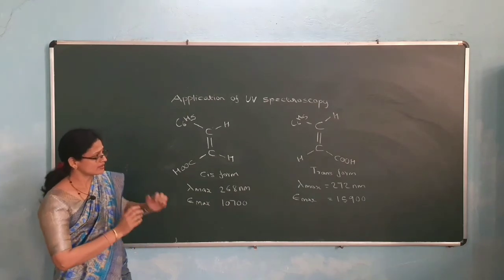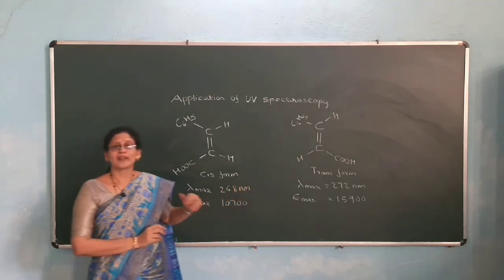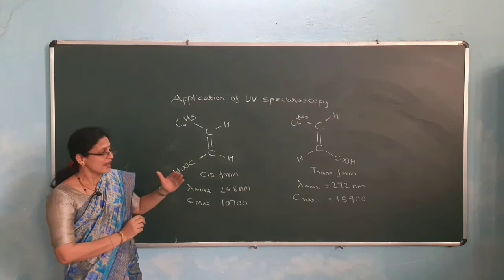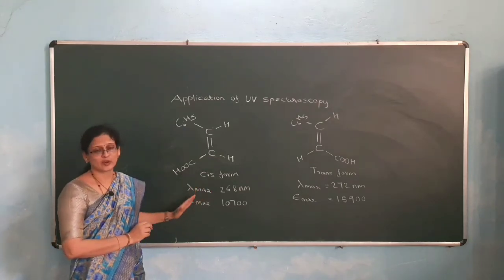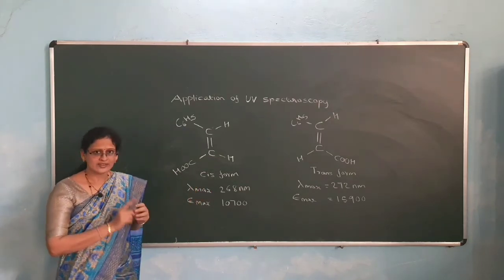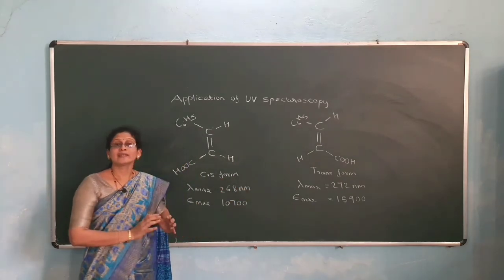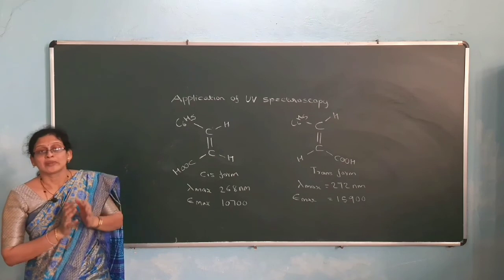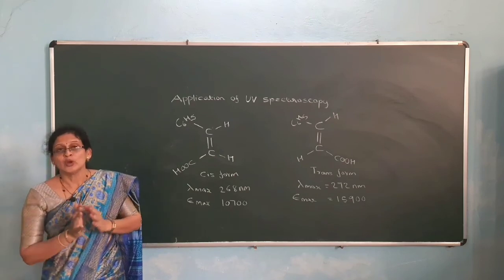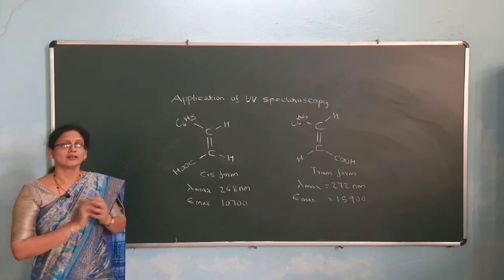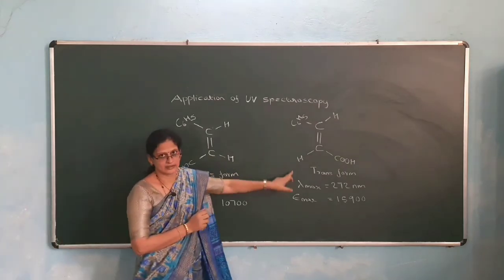What is the reason? You can see here the trans form absorbs at longer wavelength with higher extinction coefficient than the cis form. What is the reason here? The first reason, in the trans form, the overlapping of the pi orbital is effective, which brings coplanarity in the molecule. So, this is coplanar. Okay.